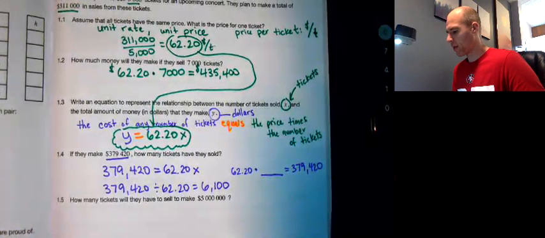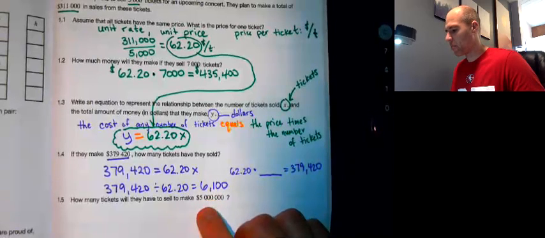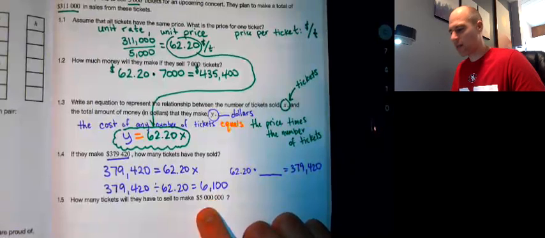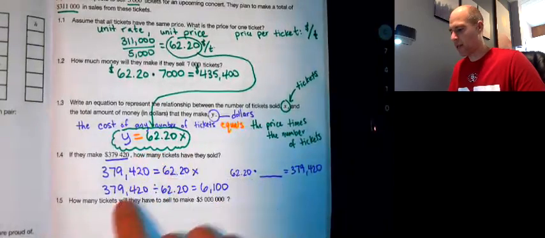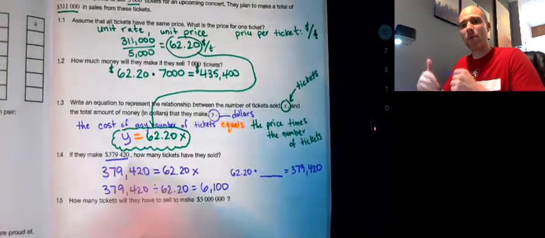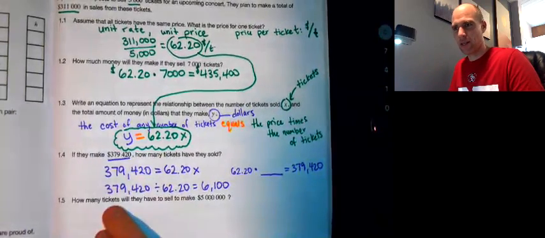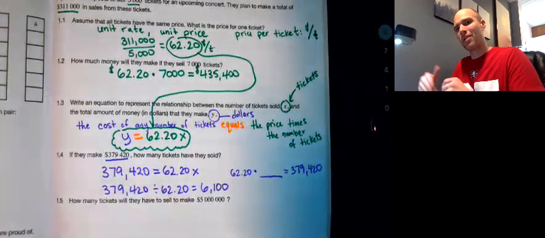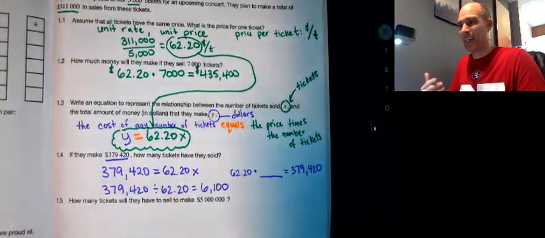Well, I look at the fact that they're giving me an amount of money again, right? This question is literally the exact same as the previous question, just worded differently. The first question said, if they make this much money, how many tickets did they sell? The next question is asking me, how many tickets do I have to sell to make this much money? They're worded differently, but they're the exact same thing.